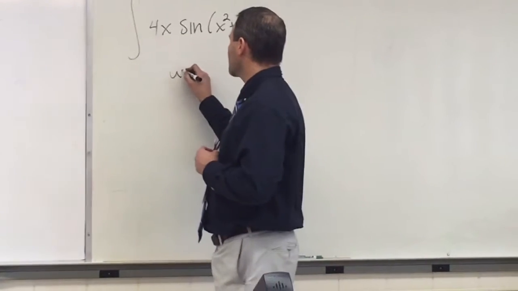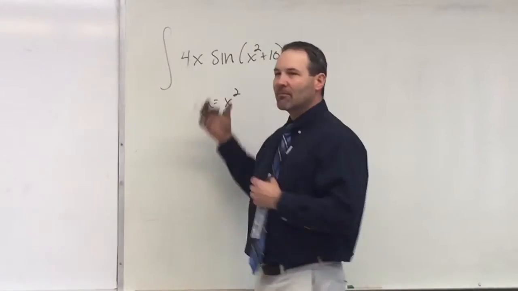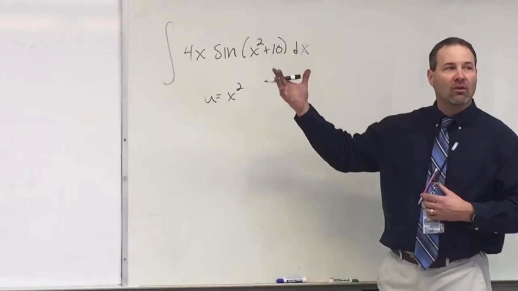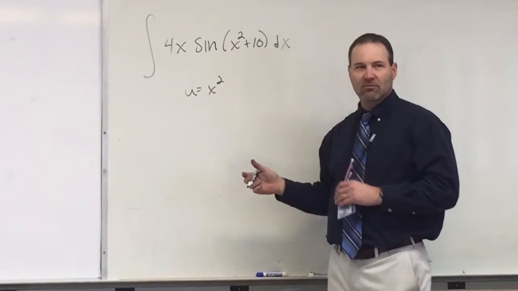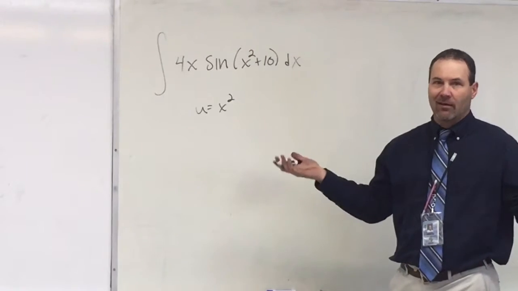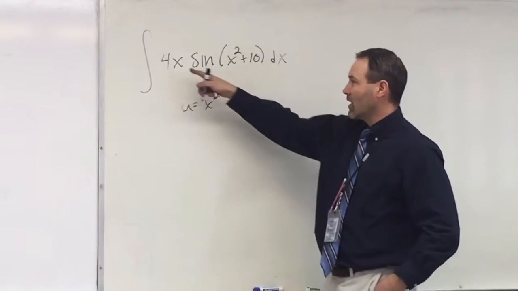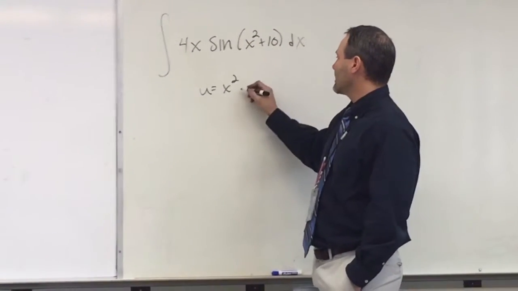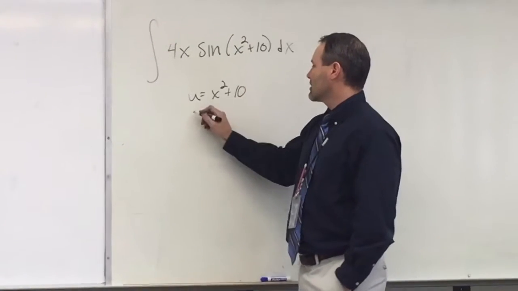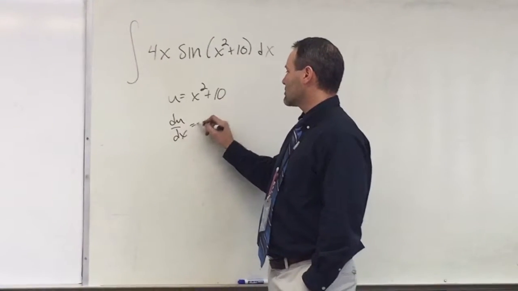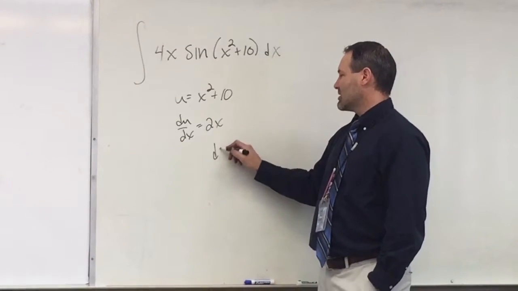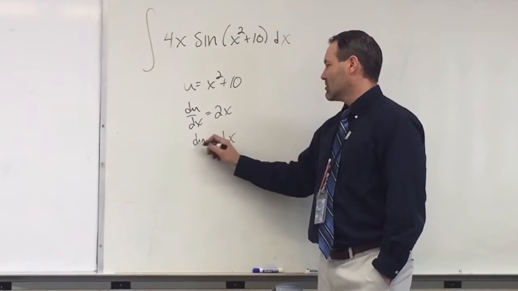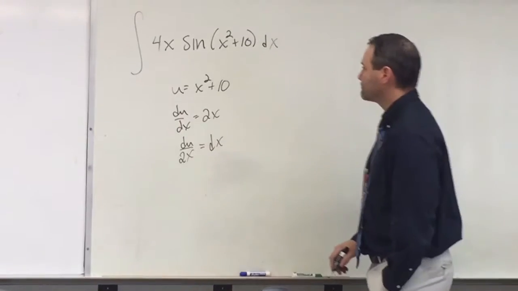So let's say u is that, and after I'm done with this problem, then I'll give you clues to what you should choose for u. Right now you're like, I don't know, let's just pick that. Why can't we pick 4x? So u right now is x squared plus 10. So du dx equals 2x. If I solve for dx, I'm going to multiply and divide. So dx is du over 2x.